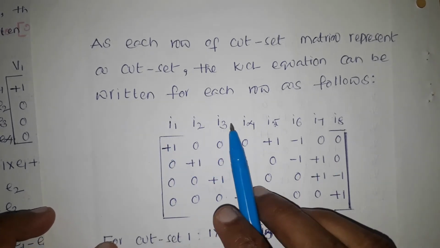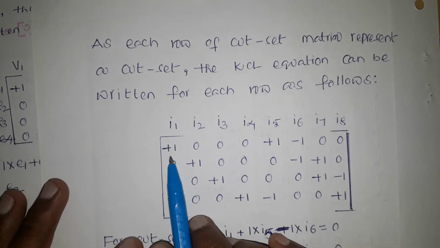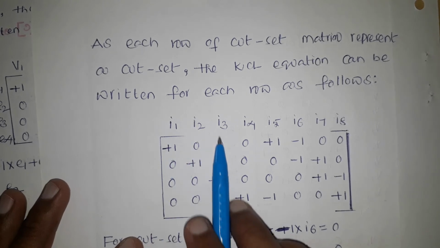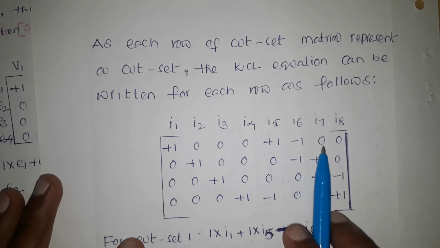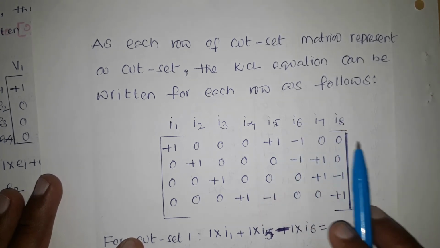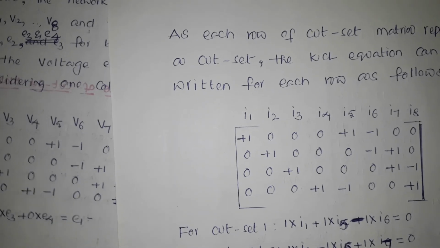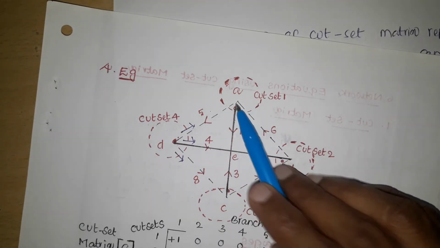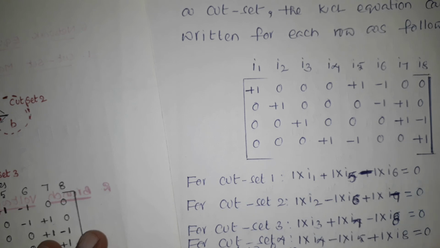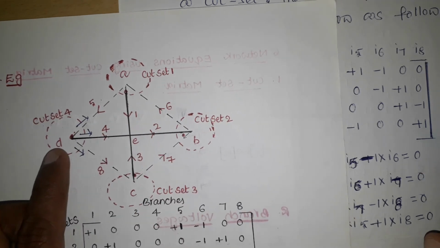So if I1, I2, I3, I4, I5, I6, I7, I8 are branch currents, then plus 1 into I1 plus 0 into I2 plus 0 into I3 plus 0 into I4 plus 1 into I5 minus 1 into I6 plus 0 into I7 plus 0 into I8 equal to 0. So that is the KCL at node 1. If you apply KCL at this point, node A, we get that equation. Similarly, we can write KCL at node 2, KCL at node C, KCL at node D.